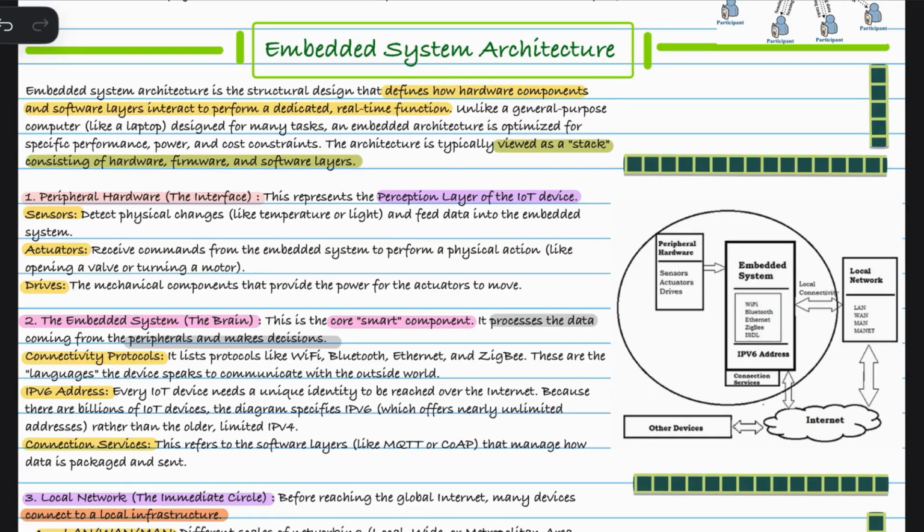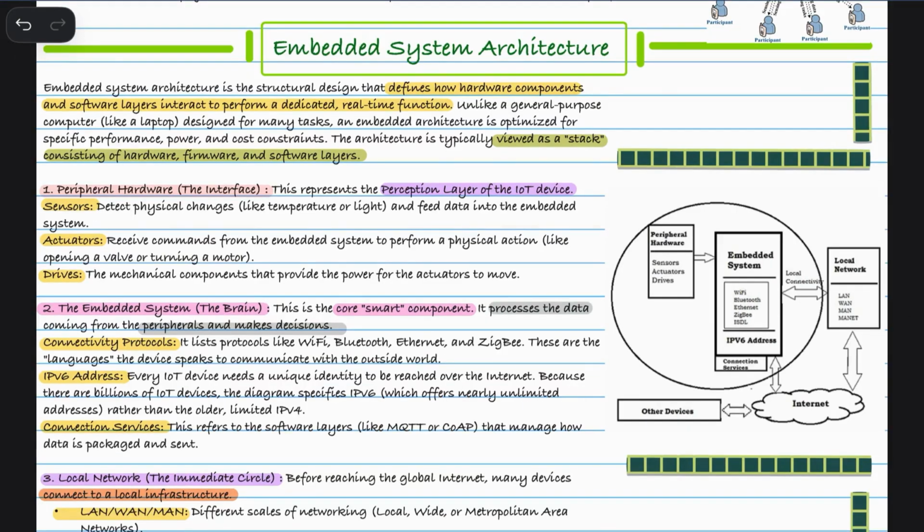So think of an electronic controller inside a washing machine. It is highly optimized to perform one dedicated specific task only. For example, a smart microwave or a pacemaker, right? So let's look at the architectural stack.